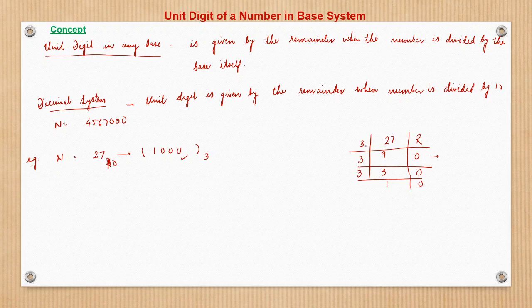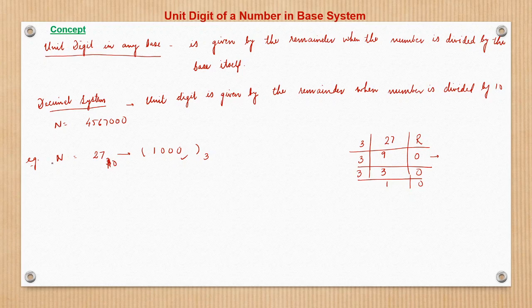So is it not that the first unit digit will be given by the remainder in the first step, right? So that is what we are doing. Unit digit in any base is given by the remainder when the number is divided by the base itself. So when this number is divided by the base itself, the remainder we get in the first step becomes the unit digit here, and that is 0 in this case.